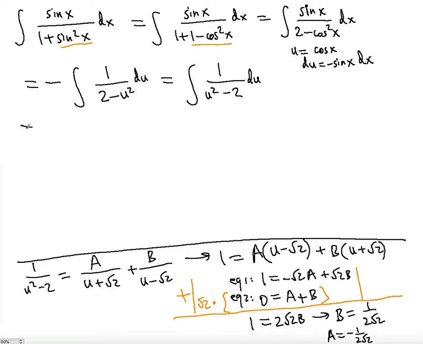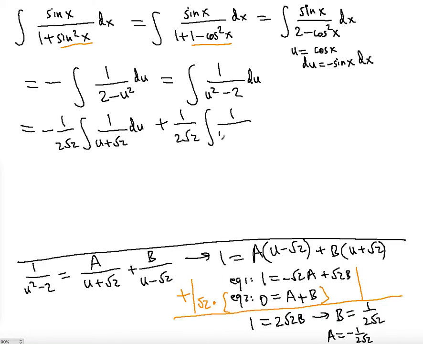Right, so now what do we have? As a result, we can break up this integral using partial fraction decomposition into two integrals. We put the entire a outside: negative 1 over 2 radical 2, times the integral of 1 over u plus radical 2 du, and then plus b, which is 1 over 2 radical 2, times the integral of 1 over u minus radical 2 du. Now, as you can see, there's an ln here.